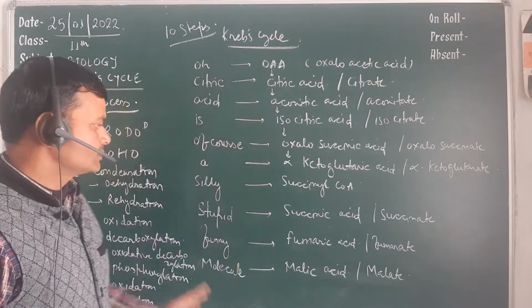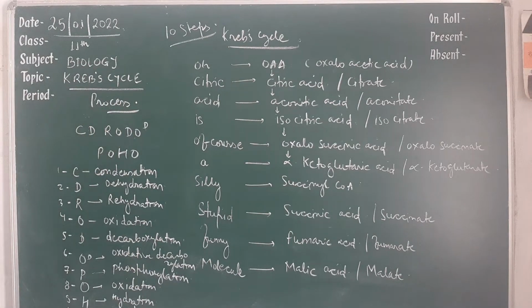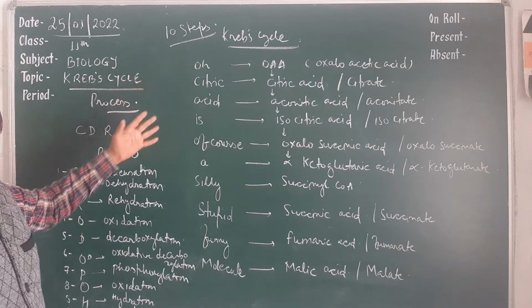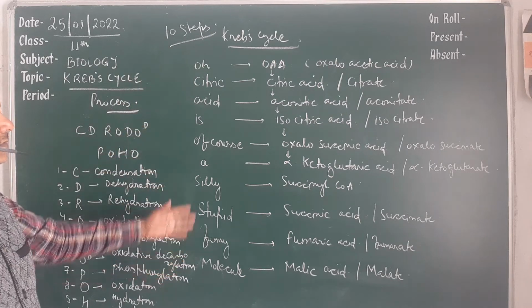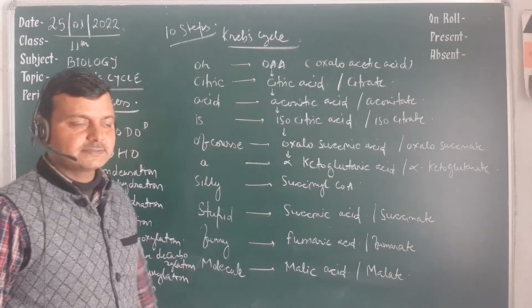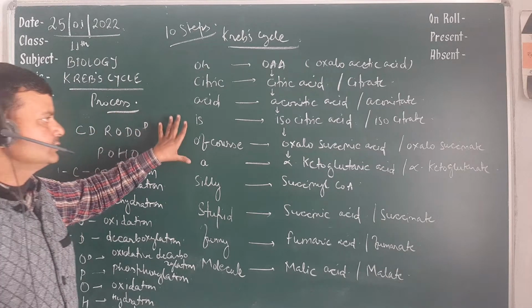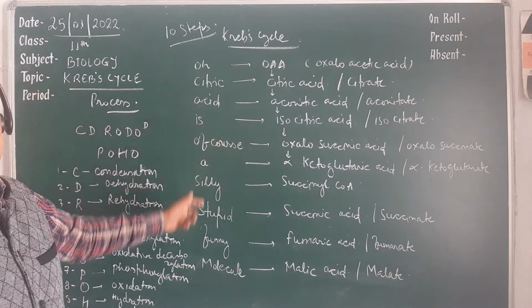Each step is going to form 10 different molecules, and these are the 10 molecules of Krebs cycle. How we have memorized it? Just by making two statements. Oh, citric acid is of course a silly, stupid, funny molecule. 10 molecules are with us. CD rhododipoho, 10 steps are with us. So this is a short trick method which we can use to memorize this type of typical process.